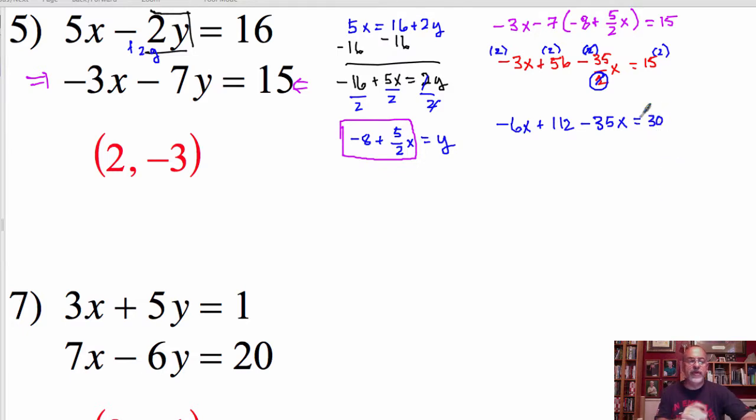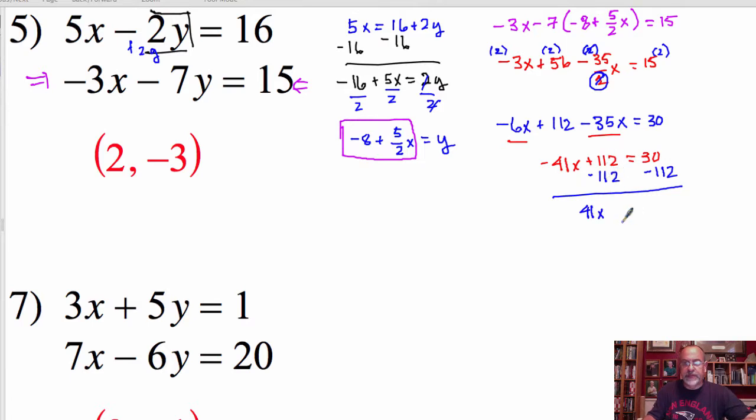So after distributing, I can get rid of the fractions. I then am going to look to simplify my equation. I have like terms on this side, so I'm going to add those together because they're on the same side. So that's going to be negative 41x plus 112 is equal to 30. I then am going to isolate the variable I'm solving for by adding the opposite of everything else on this side. So that's going to give me 41x. This is now 0. And this is going to be negative 82.